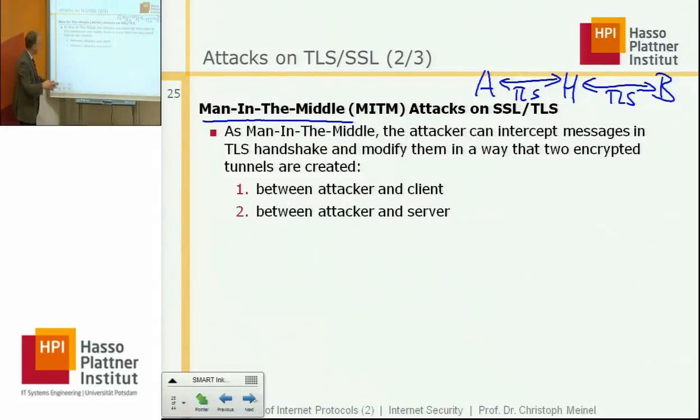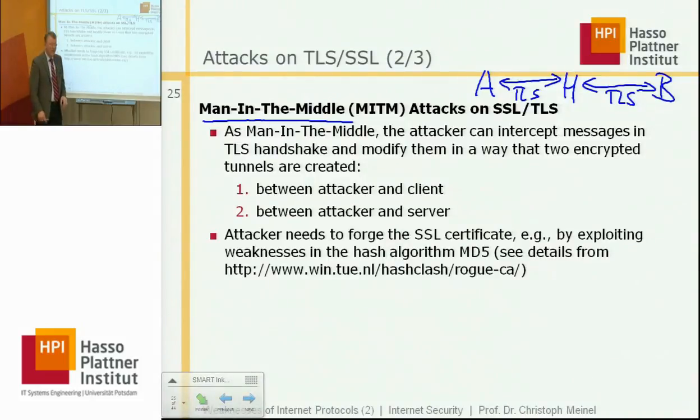So the idea here is to place himself in the middle, and in the moment when A and B want to negotiate to establish a TLS connection, then H plays in the middle and discusses with B about establishing a TLS connection and plays against B the role of A. And on the other side, it establishes a secure TLS connection to A by playing the role of B. So the attacker, to do this, needs to forge the SSL certificate. And this can be done, for example, by exploiting weakness in the hash algorithm that's used in the MD5 algorithms. If you are interested in more details, here is the URL of this problem. So in this way, the attacker is able to play the role of A in the communication with B, and is able to play the role of B in the communication with A.